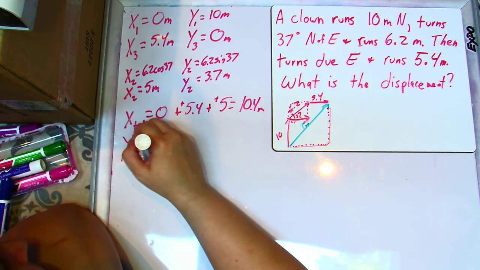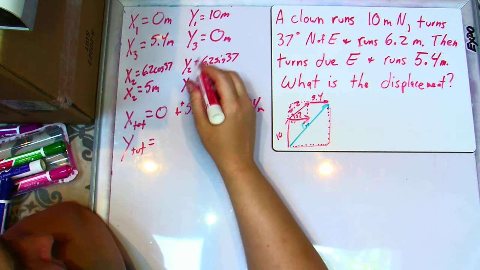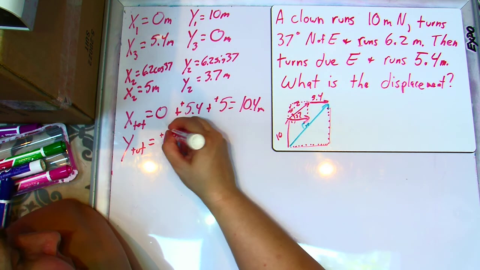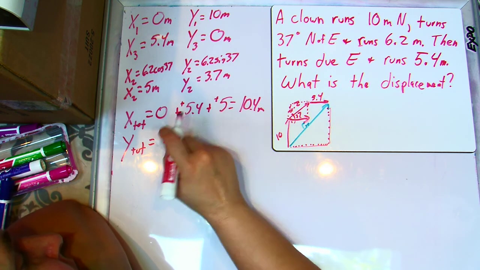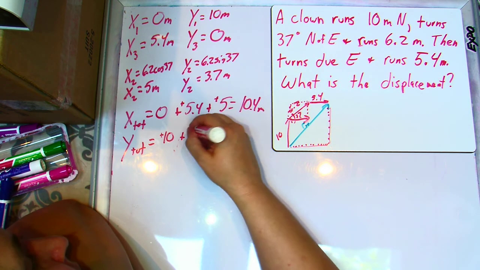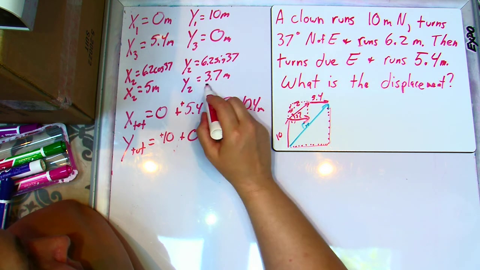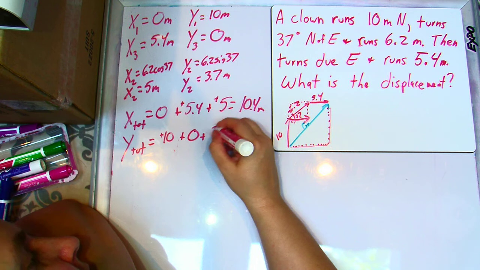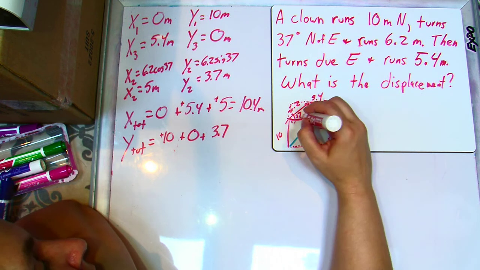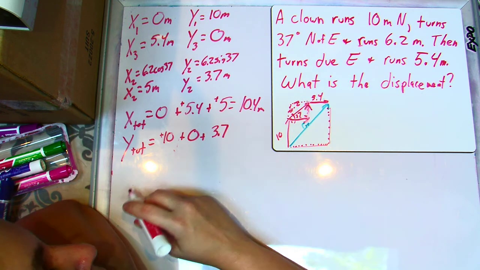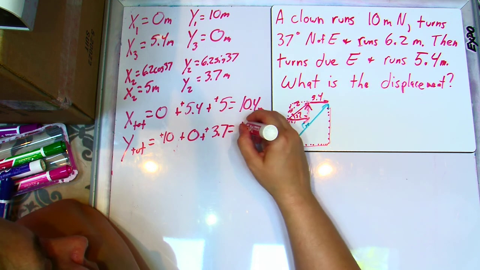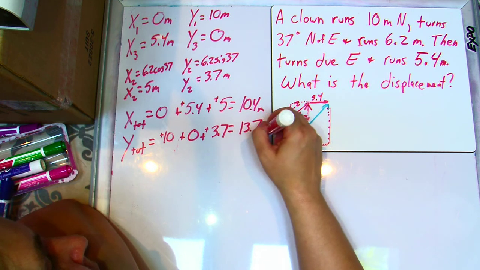Y total equals 10, which is heading north, so that's positive, plus 0, plus 3.7, which is also heading north, so that's positive, and that gives us 13.7 meters.